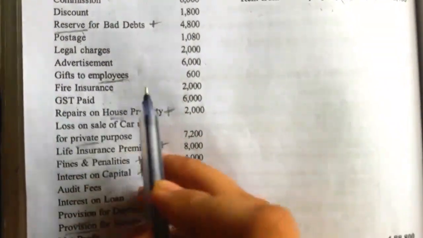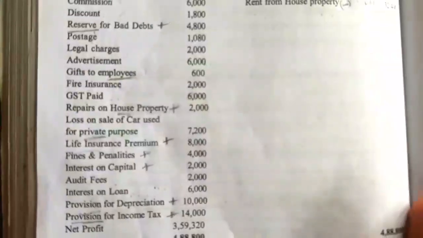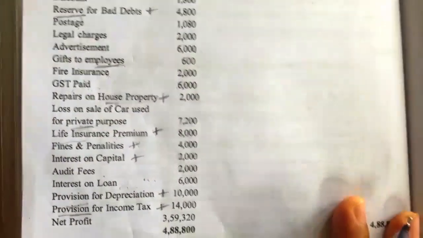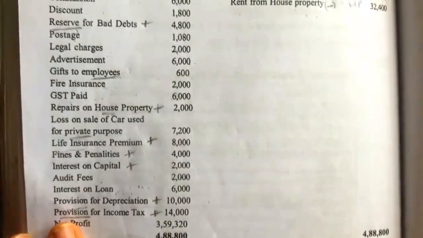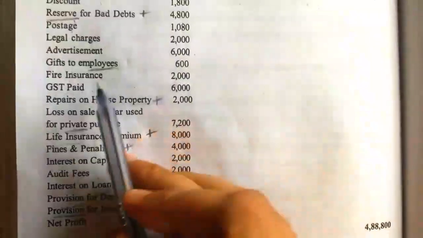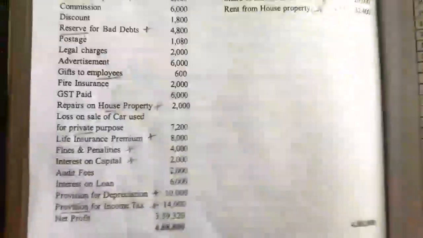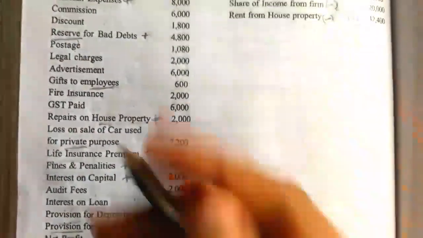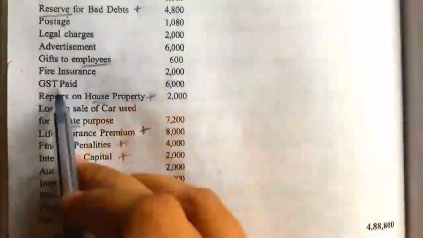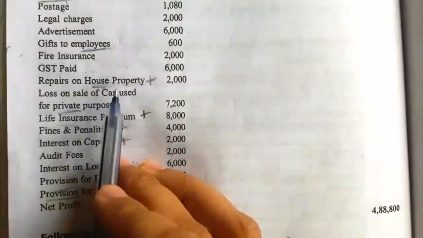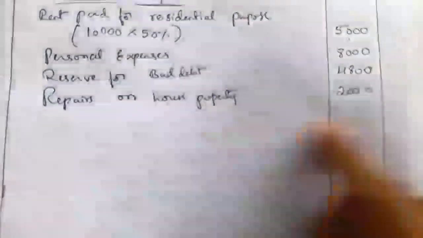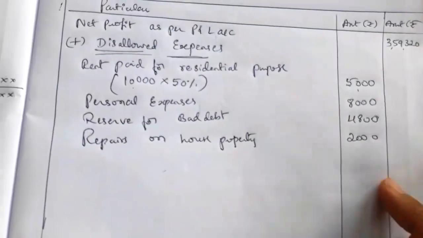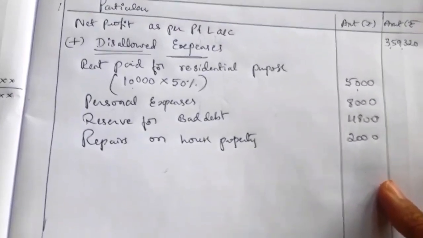Gifts to employees are allowed. Fire insurance: there is no clear information about whether the fire insurance policy is taken for business premises or house property. So we are assuming it is used for business purpose. You can write a note there: assuming for business purpose. Then GST paid is allowed. Repairs on house property is disallowed, so 2,000 we have to add. Repairs on house property 2,000 should be added under disallowed expenses.